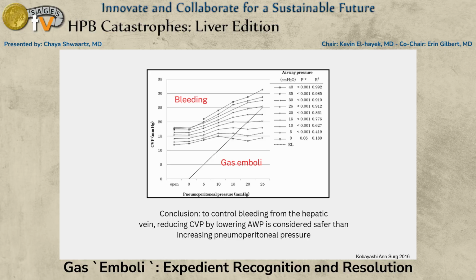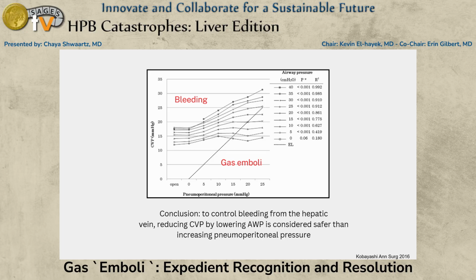This is actually a paper that was mentioned before. It is a very interesting one that was published in the Annals of Surgery a few years ago, where they looked at this in a pig lab. If you look at the graph here, on the pneumoperitoneum axis, towards the right side is a higher and higher pressure, and on the y-axis, the higher you go, the higher the CVP. If you go to the right side of the equilibrium line, which is the line that goes through the middle of the screen, you have a higher risk of gas emboli. If you go to the left side, you have a higher risk of bleeding.